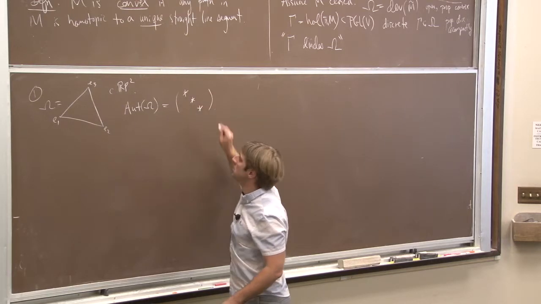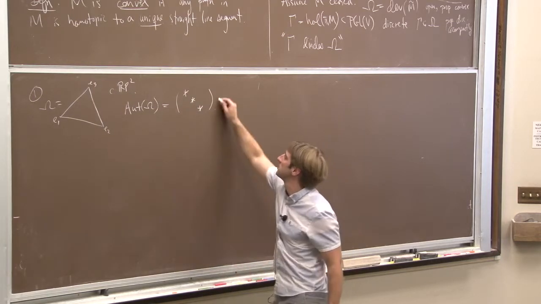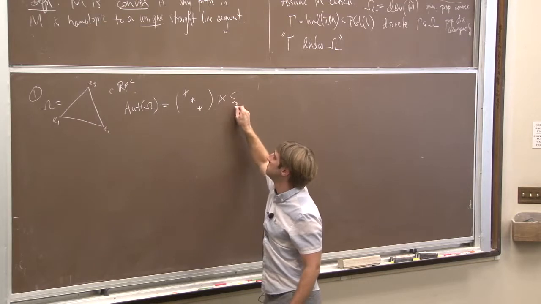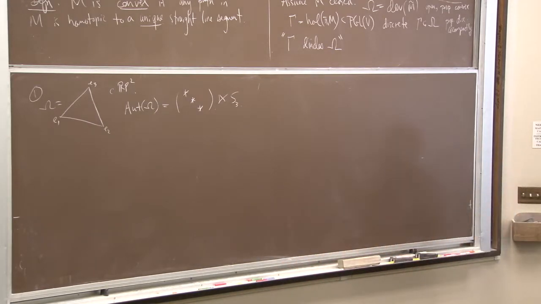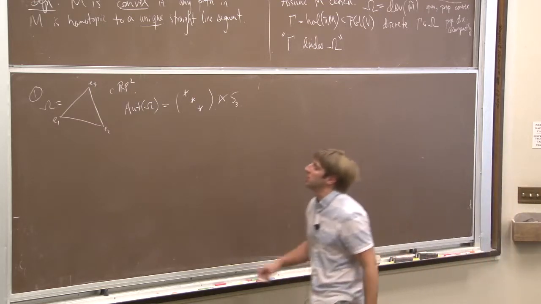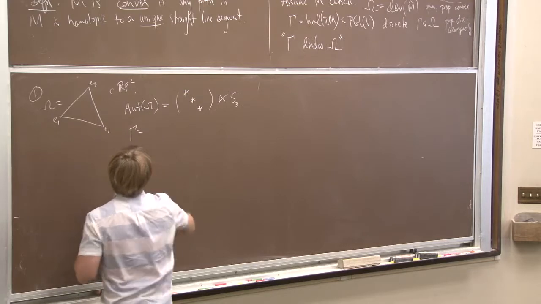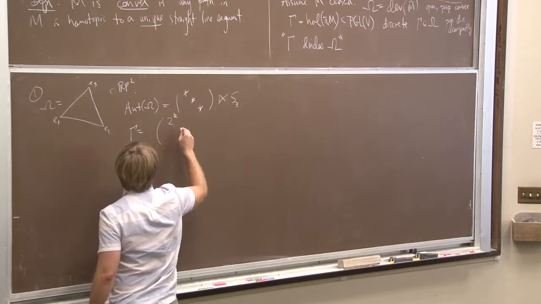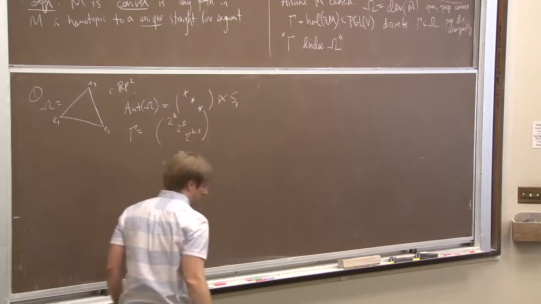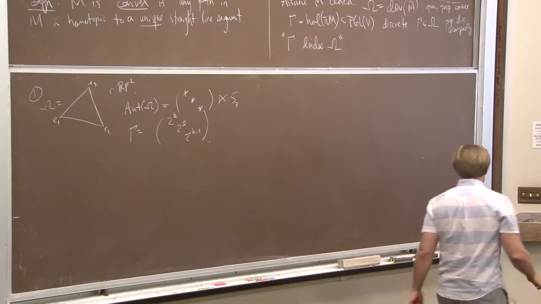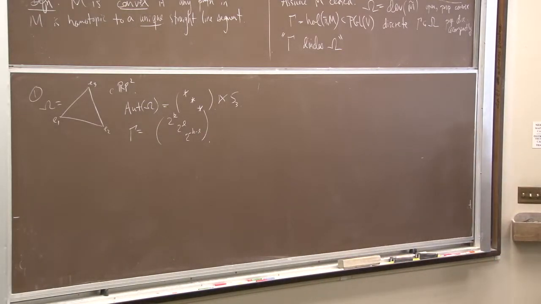Well, plus the symmetric group, which exchanges the vertices. But ignore that. So I can take gamma. I'm going to take gamma to be the matrices with any power of 2 along the diagonal.